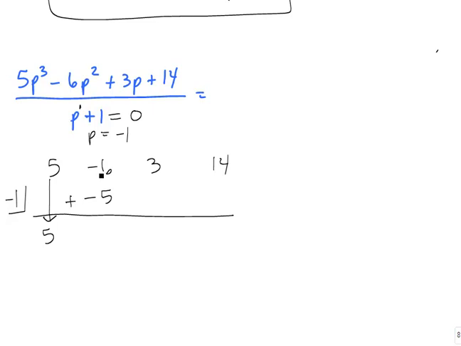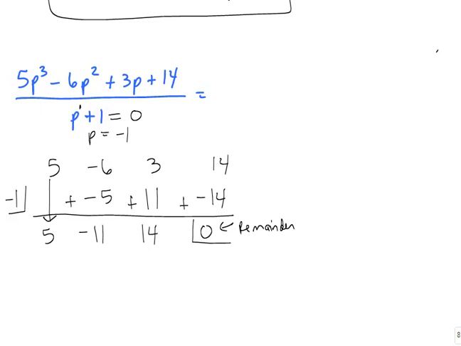So negative 6 plus negative 5 is negative 11. Negative 1 times negative 11 is positive 11. Adding down, 3 plus 11 is 14. Negative 1 times 14 is negative 14. Adding down, 14 minus 14 is 0. Remember, the last number you end up with will be your remainder. Since we got a 0, that means we have a 0 remainder, so it went in evenly.